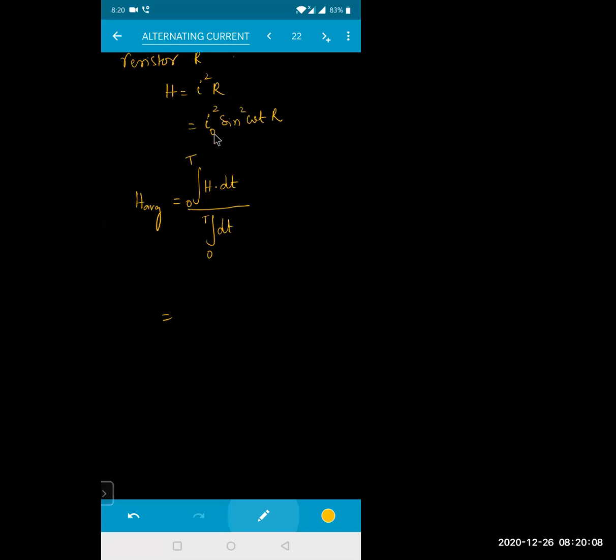I naught squared is constant and capital R is also constant, so I bring them out. It is I naught squared R times the integral of sine squared omega t dt, divided by the integral of dt, which is nothing but capital T. The integral of sine squared omega t dt is, as I told you in basic mathematics, half. So this value will be half into I naught squared into capital R.